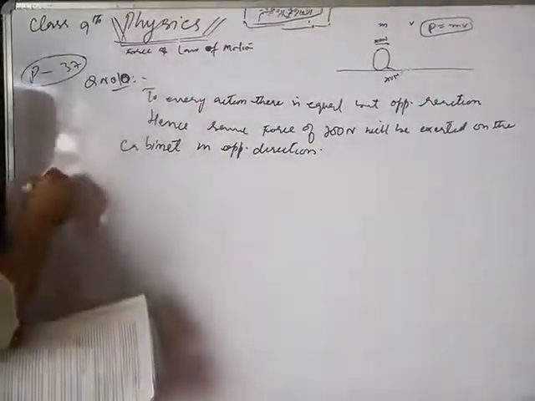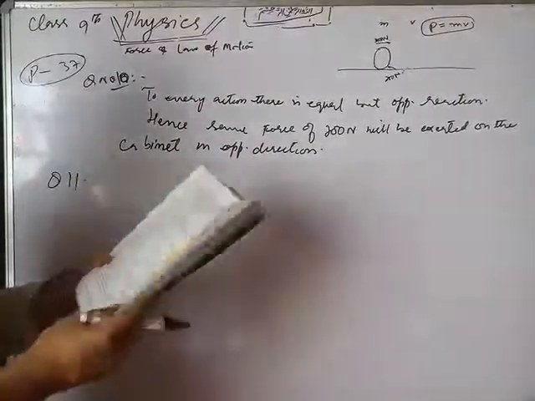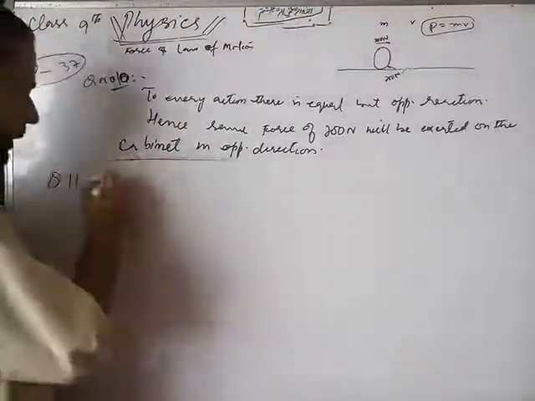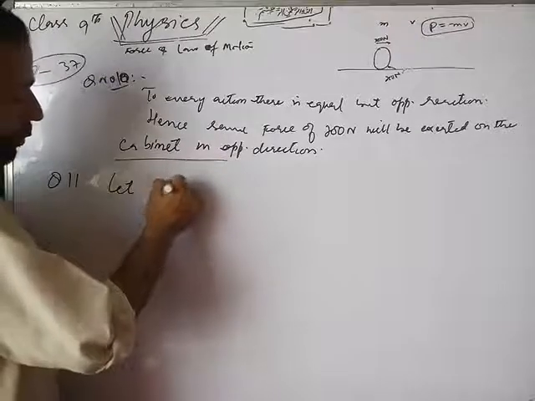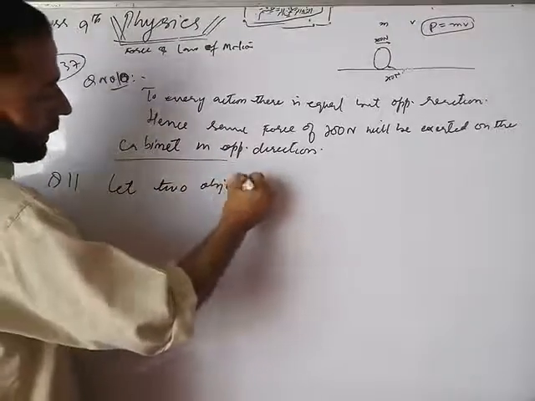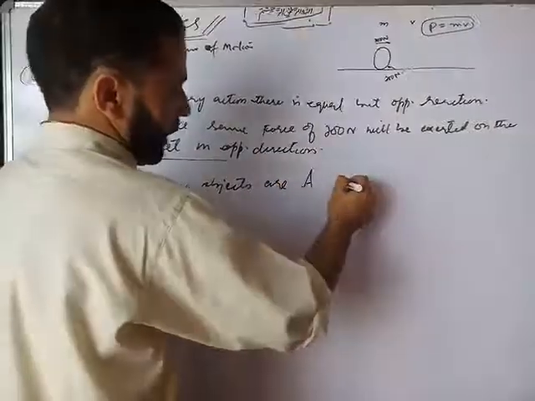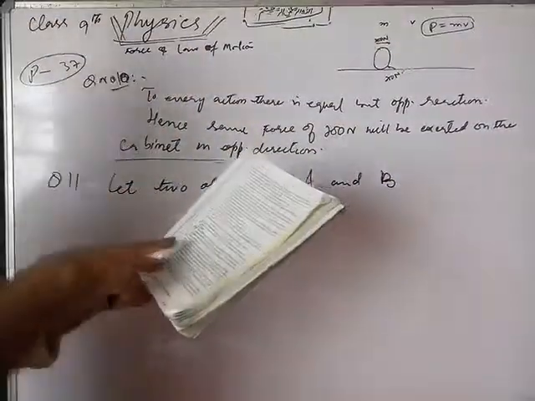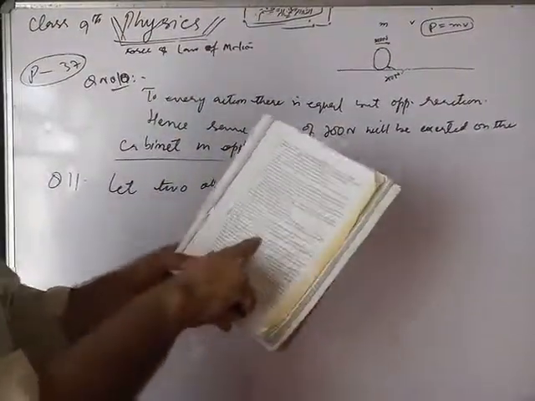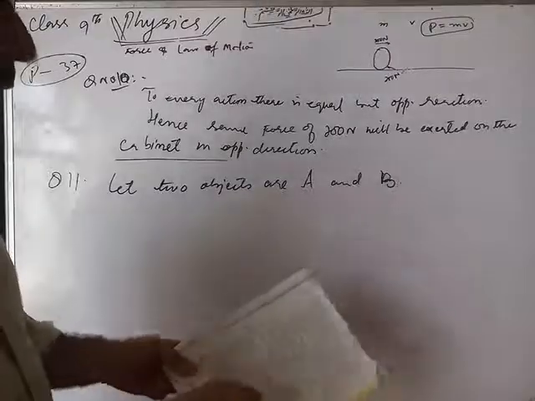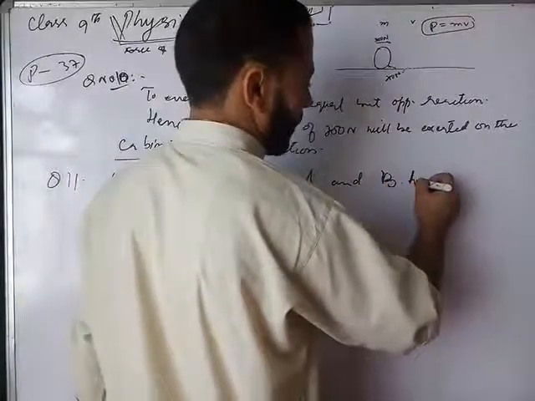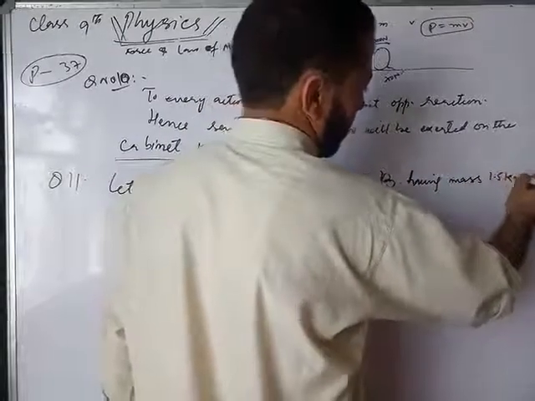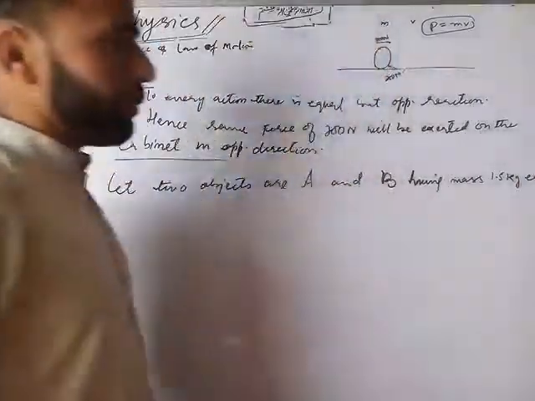उसके बाद है क्वेश्चन नंबर 11. Question number 11: two objects each of mass 1.5 kg. दो objects हैं. Let two objects be A and B. अब ये क्वेश्चन क्या कहता है? That both A and B are having mass 1.5 kg each. यानी दोनों का मास एक जैसा है, 1.5 kg.